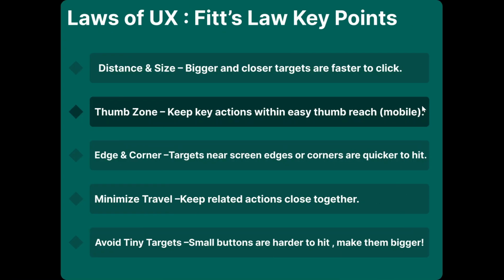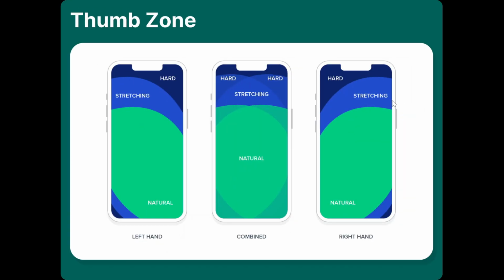Now let's talk about the thumb zone. It's all about designing for easy reach and comfort on mobile devices. In the thumb zone, we have three key areas. Natural zone, green. Super comfy and easy to interact with. Stretching zone, blue. Takes a little effort, but still doable. Hard zone, dark blue. Tough to reach and not user-friendly. Keep these zones in mind when designing for mobile.